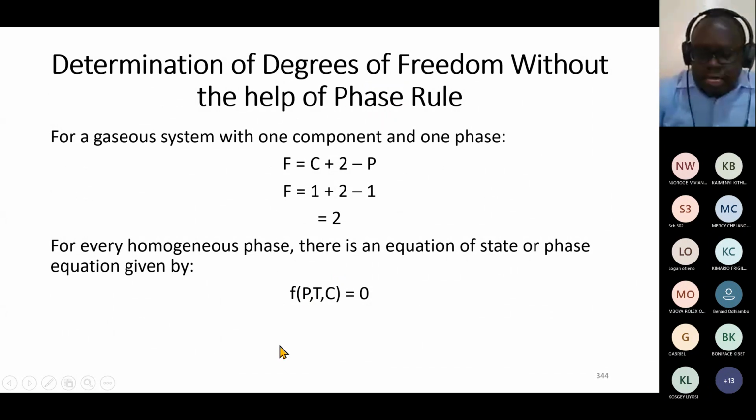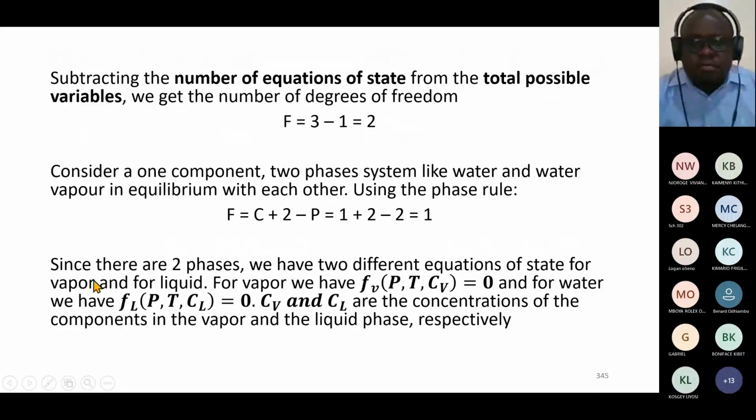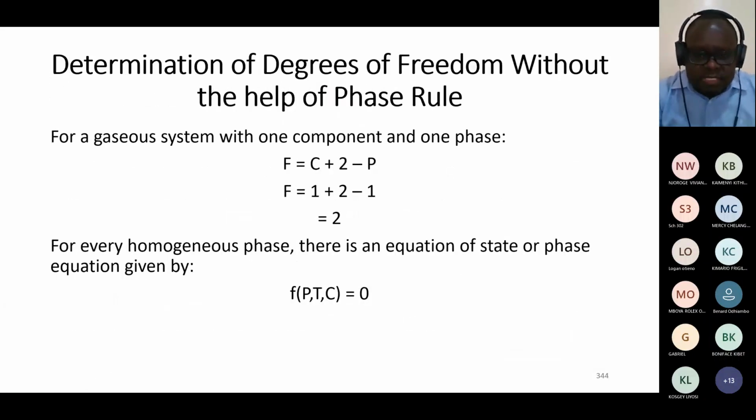Okay, and the number of equations is 1, because we have only one equation of state. That is the phase equation. So F is going to be given by 3 minus 1, that is equal to 2. So you get a similar result to the one you got when you used the phase rule. Okay.